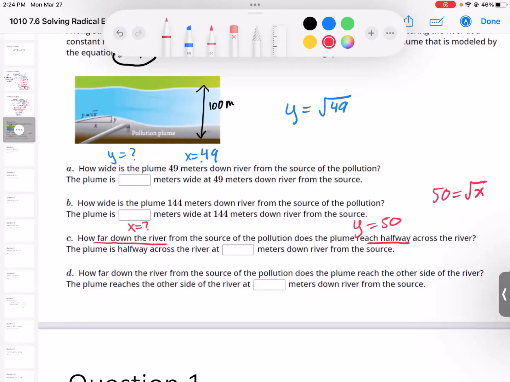Part B is going to be similar, except in this one, it's asking when does the plume reach the other side of the river, which means that you're looking for the entire width of the river, which would be 100 meters. So you'd use that 100 as your y value, because that's the whole river. And then you look for x.